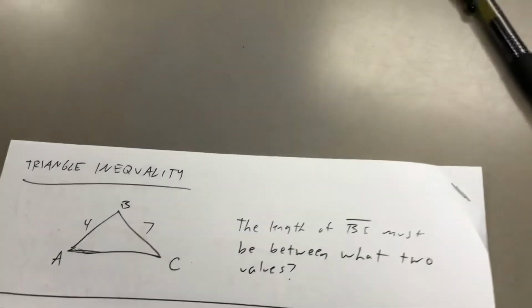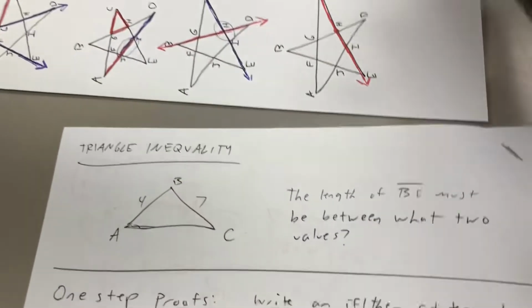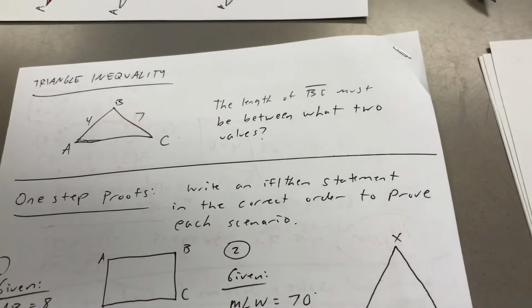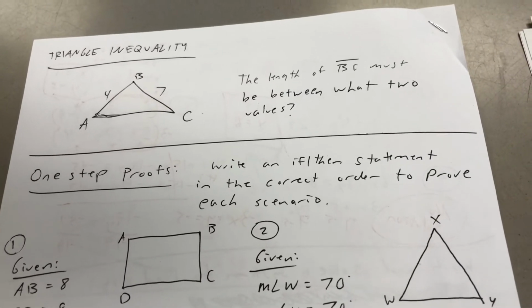I think I'm going to do the if-then statements in a separate one. We've got this one triangle inequality here. We can do this as part of the other problems. All right, triangle inequality. So we got a triangle here. We got side lengths of 7 and 4. The length of BC must be between what two values?